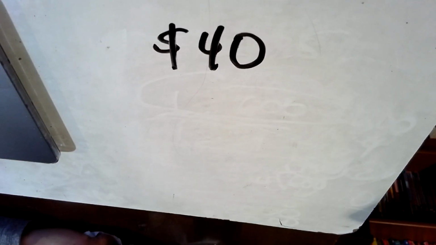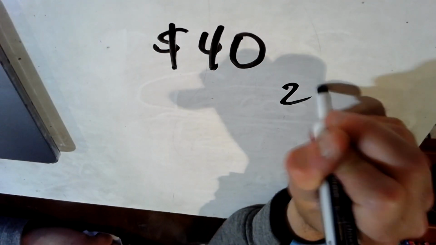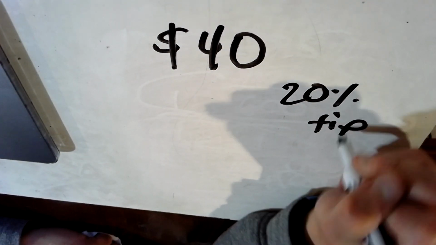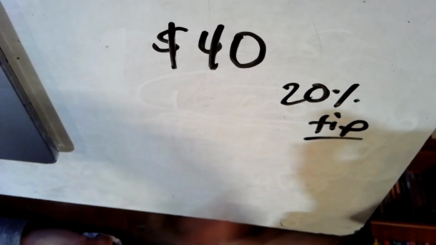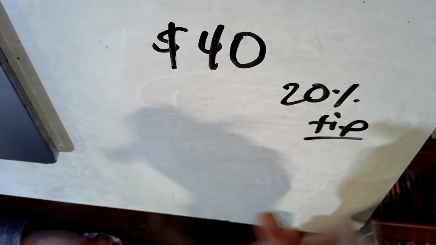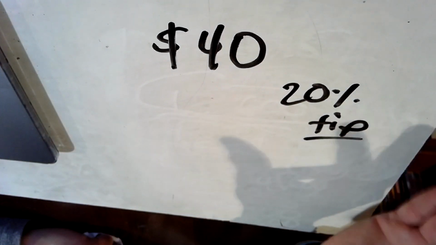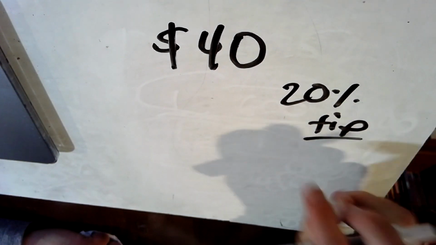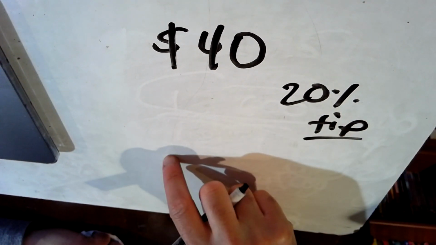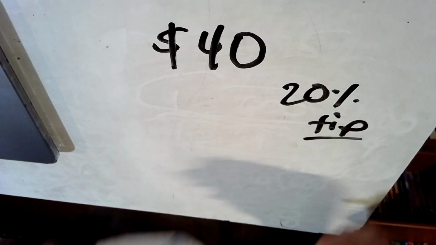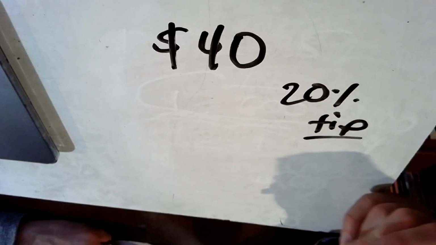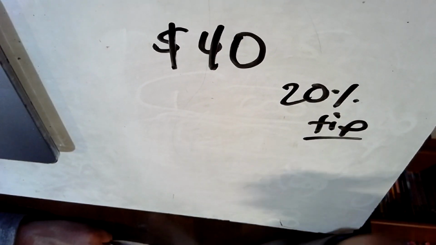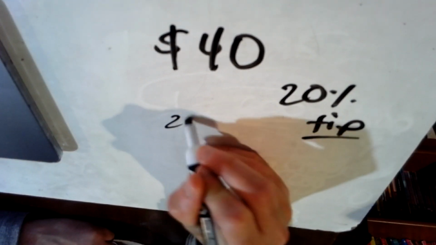Let's try another one. Let's say you go to a restaurant and the bill comes to $40, and you want to give a 20% tip. First, 20%, that's less than half, right? 50% is half. 50% of 40 is $20. 20% is going to be less than half. So I'm going to be giving less than $20. If I had to estimate, maybe $10, I don't know, but less than 20. Let's find out exactly how much.